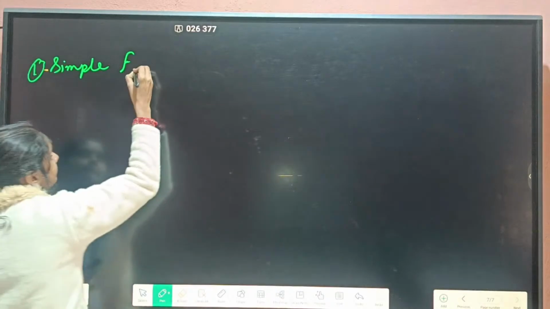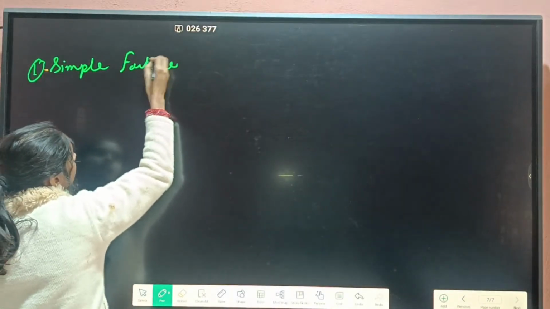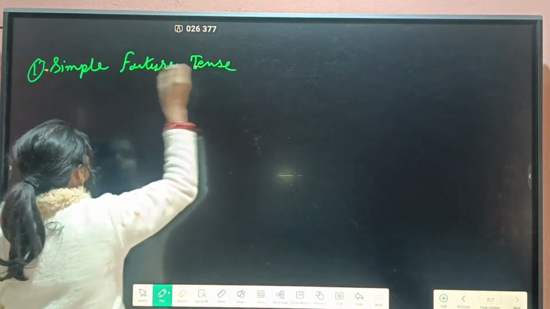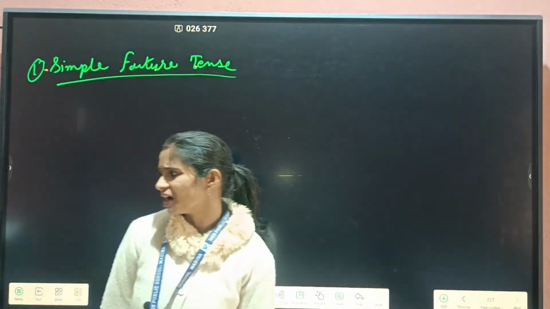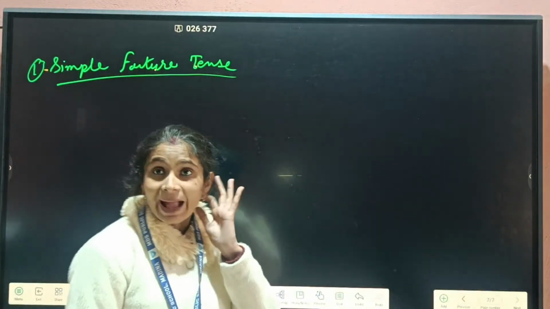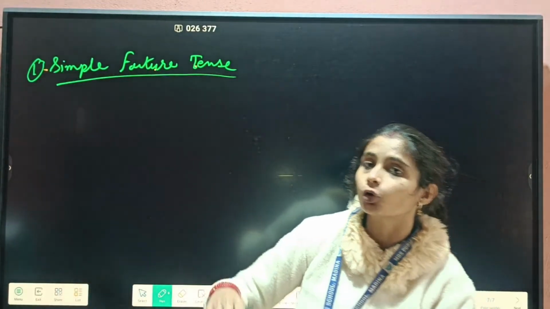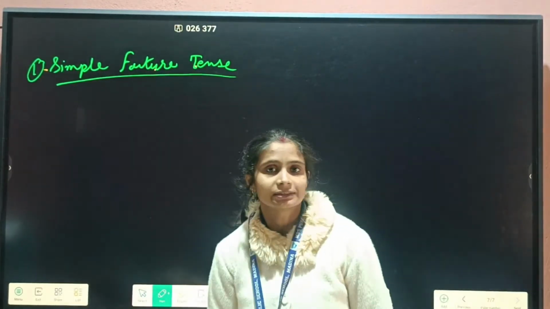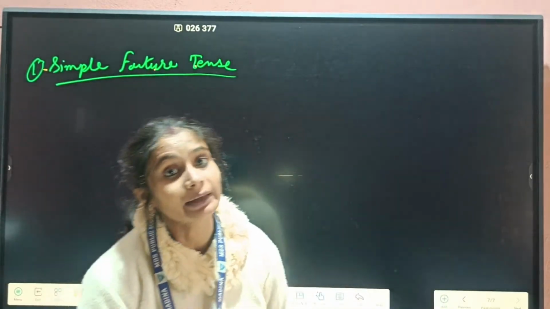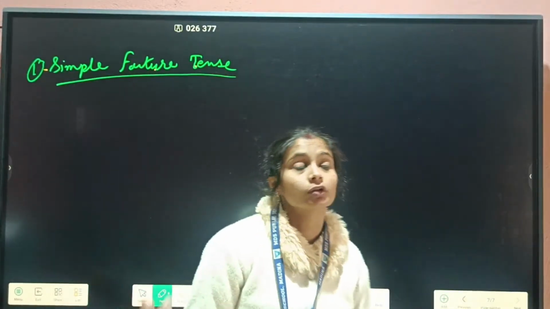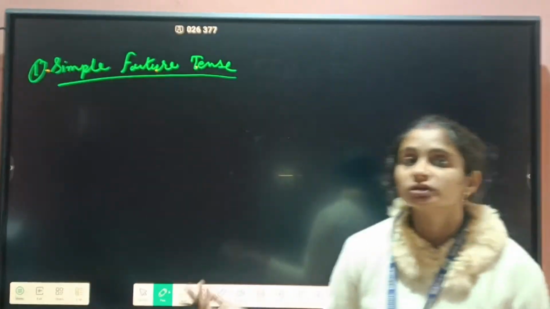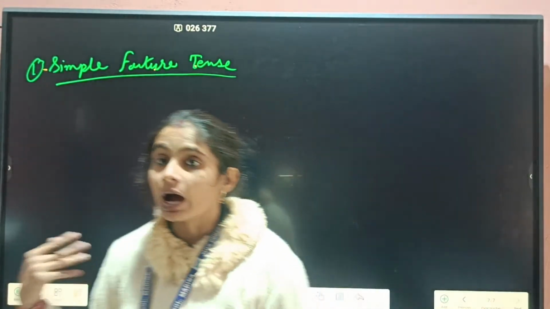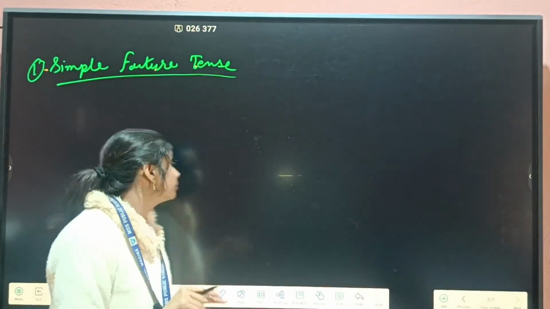First one is our simple future tense. Simple means simple only, nothing we have to add. When we are talking about the actions that we are going to perform in future, we write them in simple future tense. These are actions we have not yet started, but we are planning that in future we will do this or we'll go there. So the actions which are going to occur in future come in future tense.